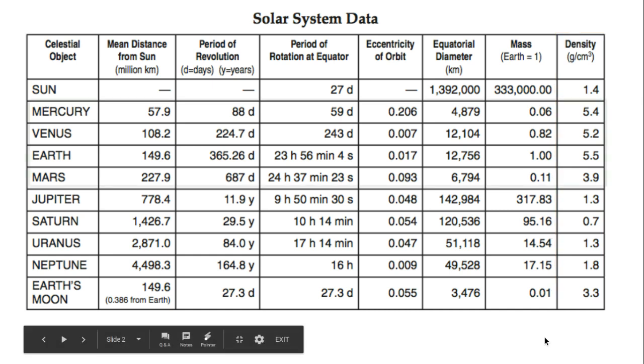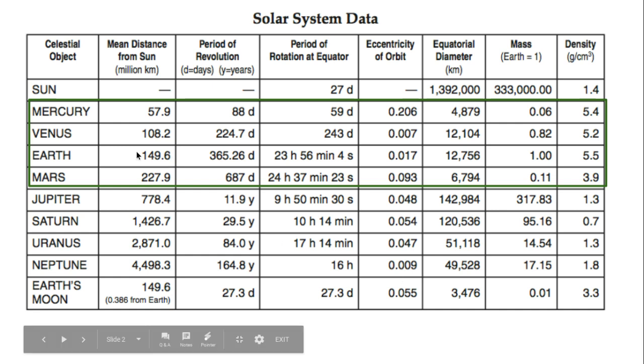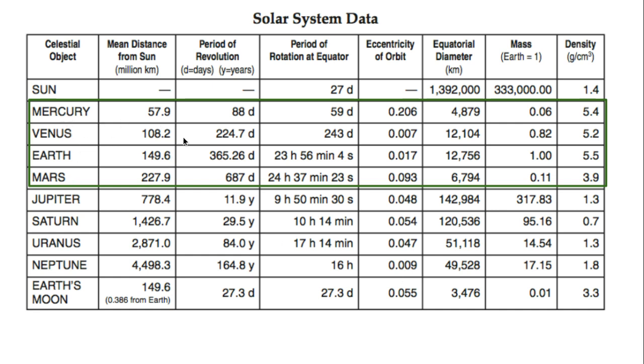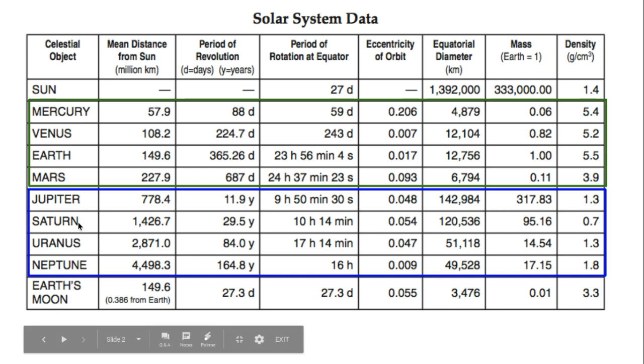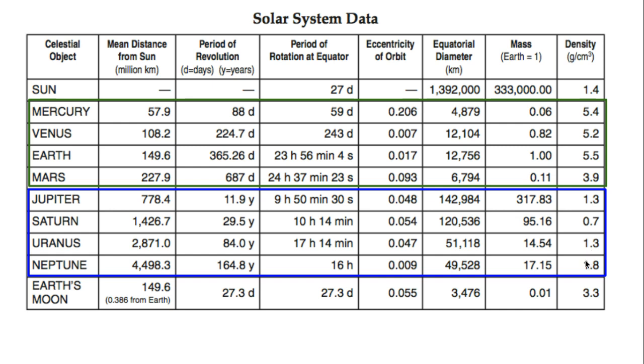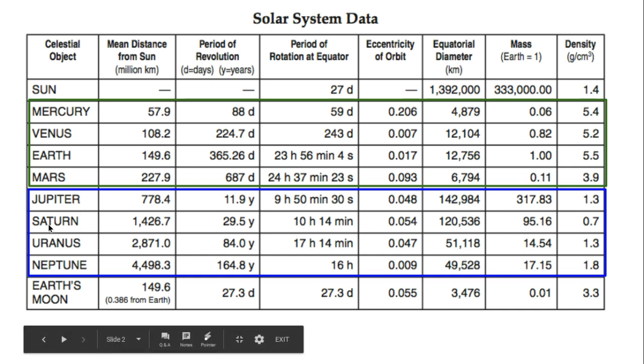Just to highlight something else on this chart, the first four planets here, Mercury, Venus, Earth, and Mars, are known as the terrestrial planets. They are called the terrestrial planets because they are rocky, and because they're rocky, they have the higher densities. As we move down the chart, we see here that the Jovian planets are the outer four planets, and they have lower densities, and that's because they are made of gas. So again, the four inner planets, the terrestrial planets, very rocky, higher densities, and the four outer planets, the gaseous planets, very low densities.